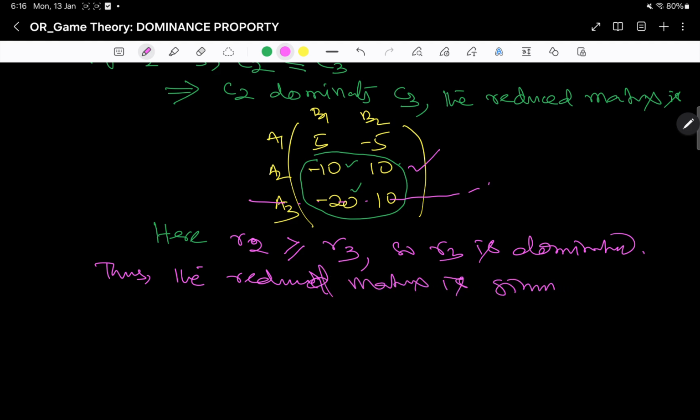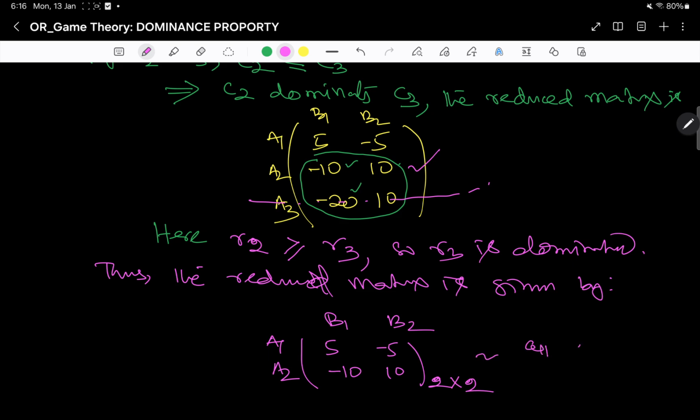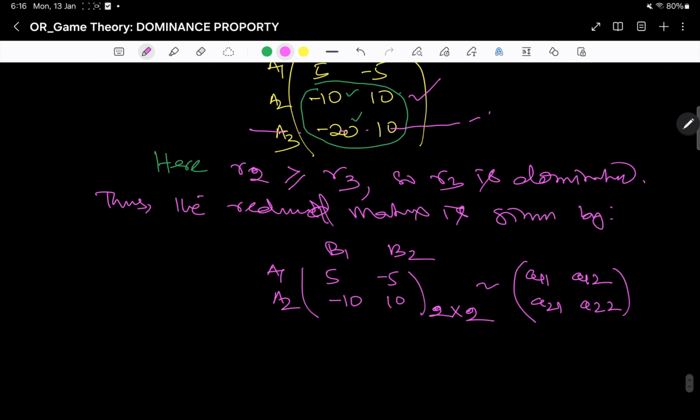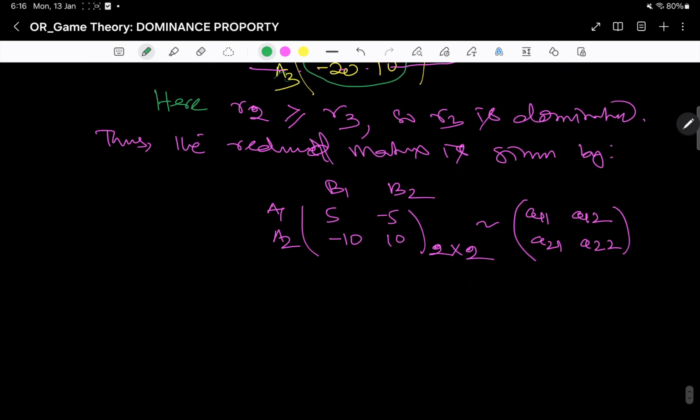Thus the reduced matrix is given by B1, B2 and A1, A2: 5, minus 5; minus 10, 10. Now clearly it is a 2 cross 2 matrix. So here we apply the mixed strategy case, which is of the form a11, a12, a21, a22. So we consider the mixed strategy here.